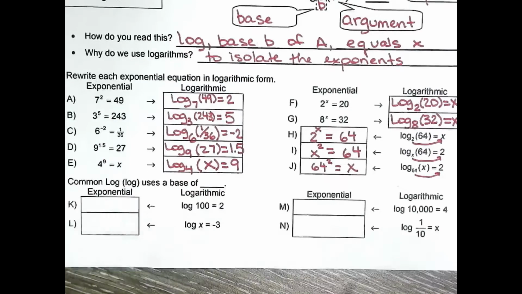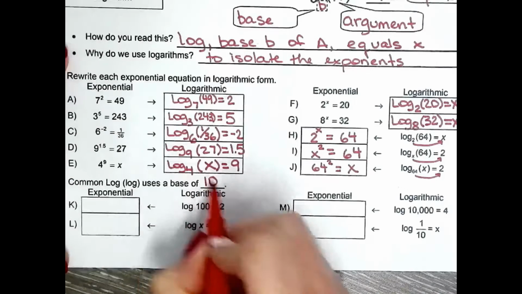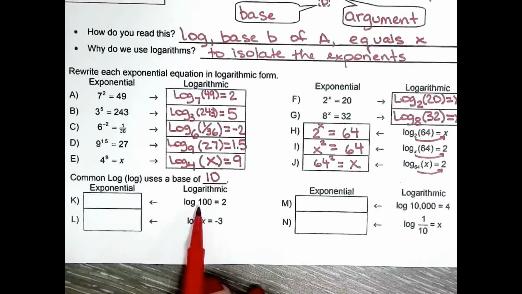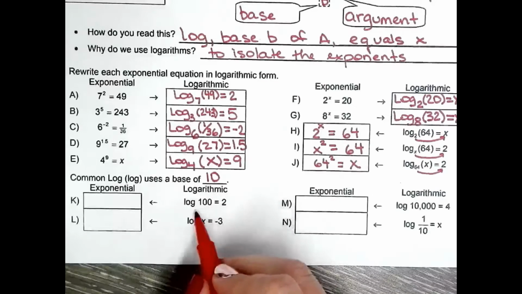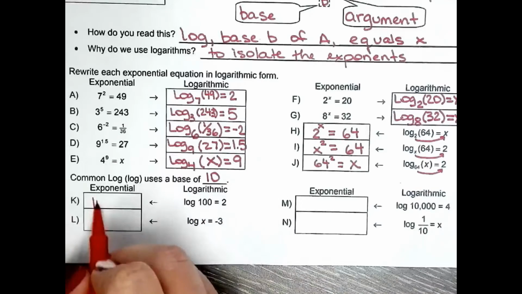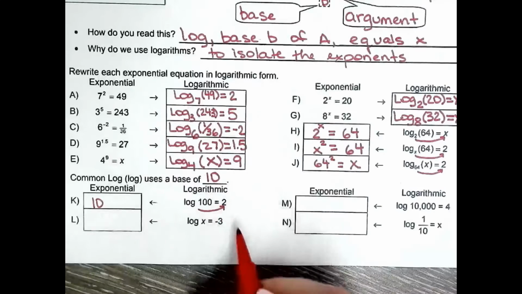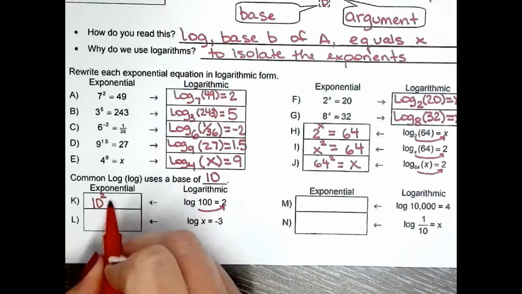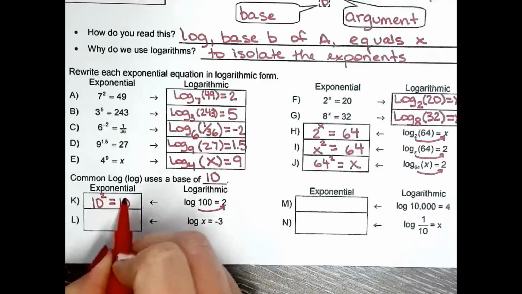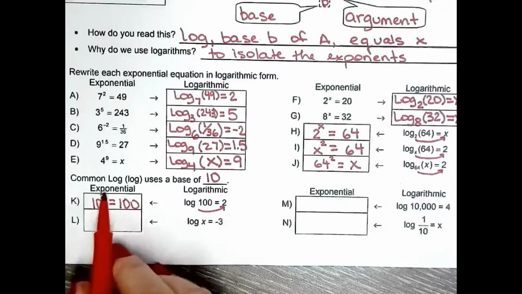Now, common log uses base of 10. So notice that this one, I don't have a base. Well, when you don't have a base, the default is base 10. Okay, there's an invisible 10 right there. There's no need to write it. So base 10 to the power of 2 equals 100. Because you know 10 squared is 100.